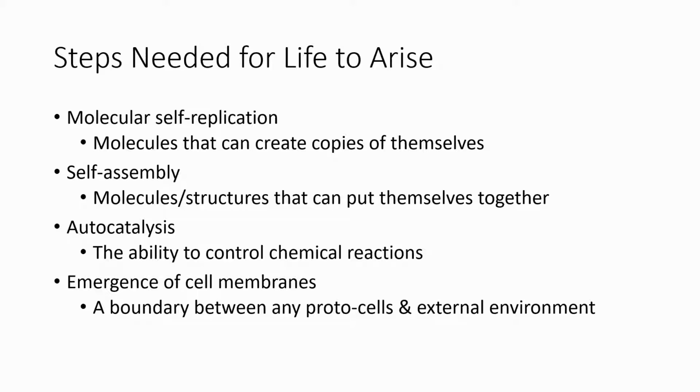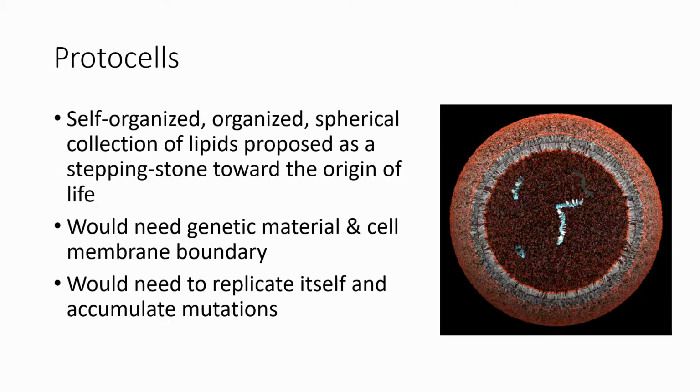And then you had to have some sort of boundary emerge between any of these precursor cells and the external environment. The environment inside of our cells is very different to the external environment. This is true of any living organism, so you have to have a boundary to separate it. This would be the emergence of any sort of cell membrane or other permeable boundary that would let things in and out of these protocells.